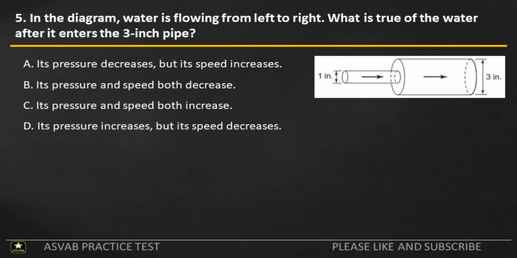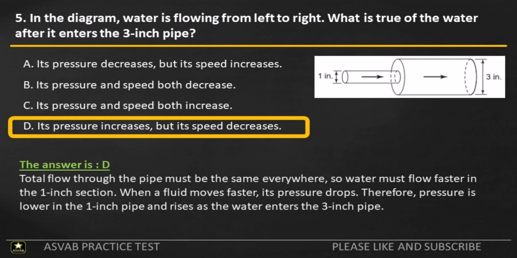5. In the diagram, water is flowing from left to right. What is true of the water after it enters the 3-inch pipe? A. Its pressure decreases, but its speed increases. B. Its pressure and speed both decrease. C. Its pressure and speed both increase. D. Its pressure increases, but its speed decreases. The answer is D. Total flow through the pipe must be the same everywhere, so water must flow faster in the 1-inch section. When a fluid moves faster, its pressure drops. Therefore, pressure is lower in the 1-inch pipe and rises as the water enters the 3-inch pipe.